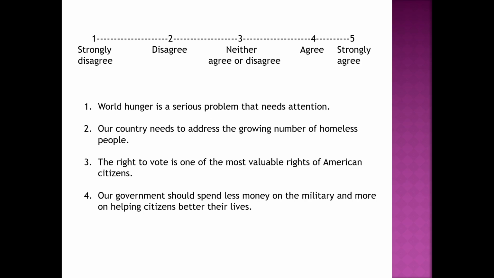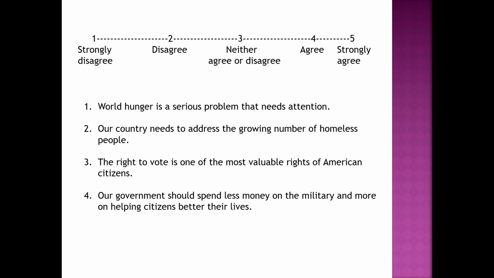2, our country needs to address the growing number of homeless people. 3, the right to vote is one of the most valuable rights of American citizens. 4, our government should spend less money on the military and more on helping citizens better their lives. So go ahead and give your attitudes on each of those 4. If you need to pause me, go ahead and do that, and then we will resume.